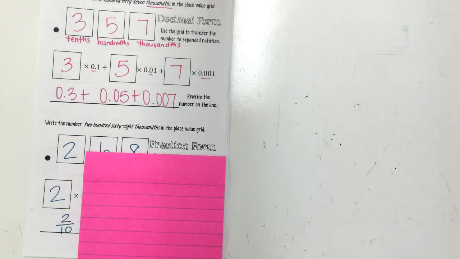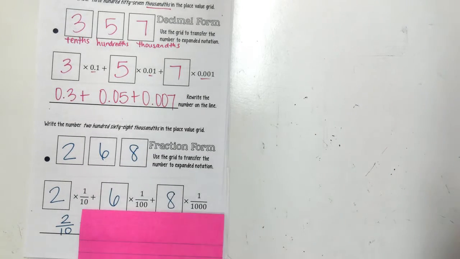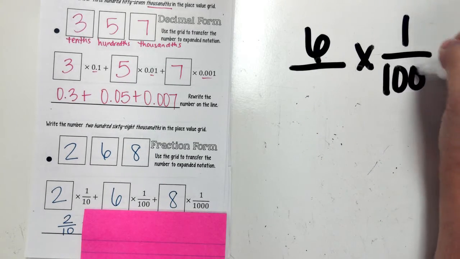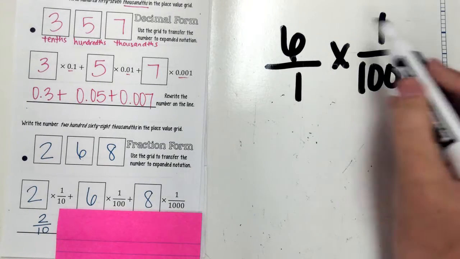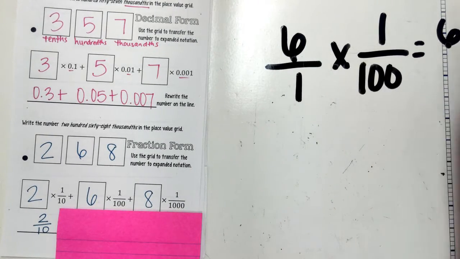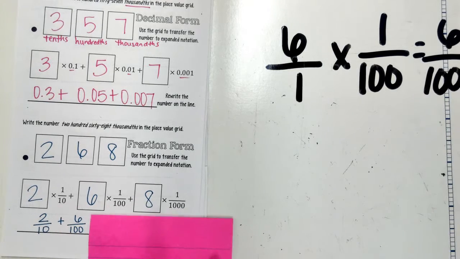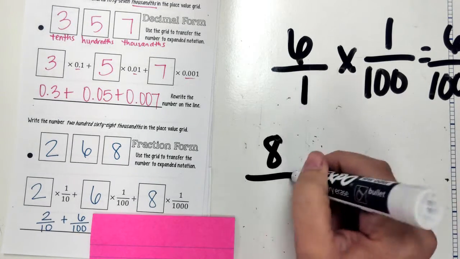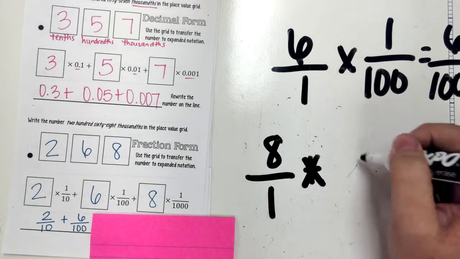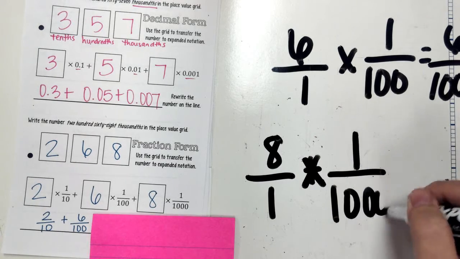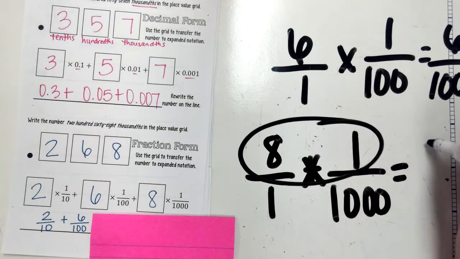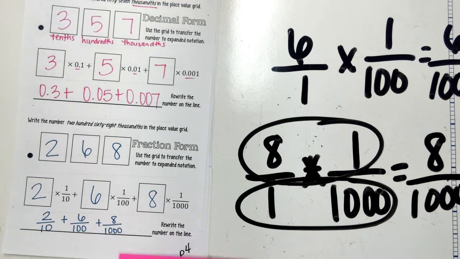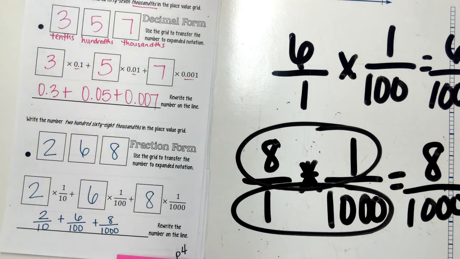So for hundredths and thousandths, you had 6 times our 1/100ths. It's easier for me to look at it like this. So 6 times 1 is 6. 1 times 100 is 100. So that's going to give us our 6 plus 6 hundredths. So now we have 8 times 1/1,000, top times top. 8 times 1 is 8. 1 times 1,000 is 1,000. Plus 8 thousandths. That's how you would write it in fractional form.